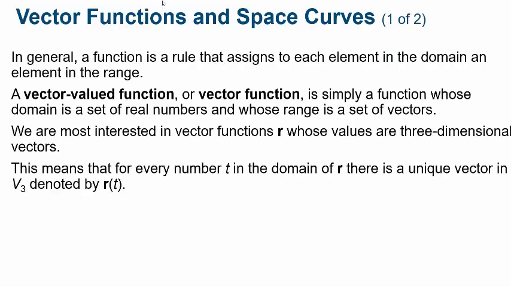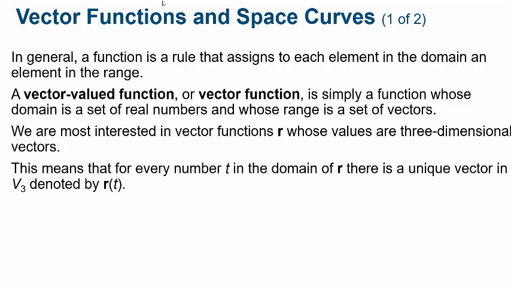Okay, so in general, a function is a rule that assigns to each element in a domain an element in the range, right? We've learned that from our pre-calculus math course. So a vector valued function, or just vector function, both mean the same thing. It's simply a function whose domain is a set of all real numbers and whose range is a set of vectors. So its output is vectors. We are most interested in vector functions we'll call r, whose values are three-dimensional vectors. That's where we're going to be spending most of our time, in three-dimensional space.